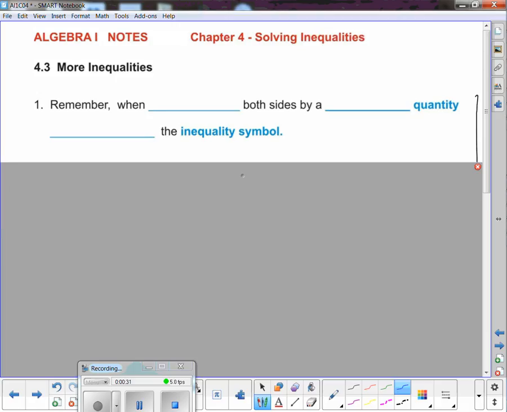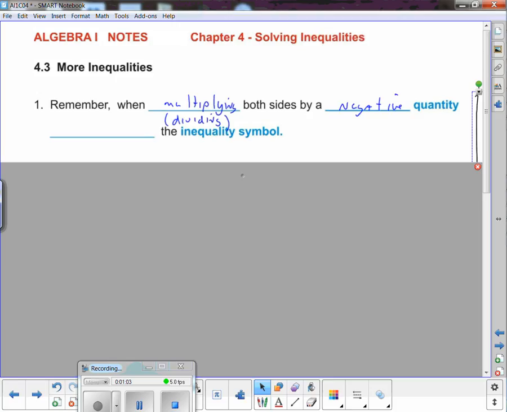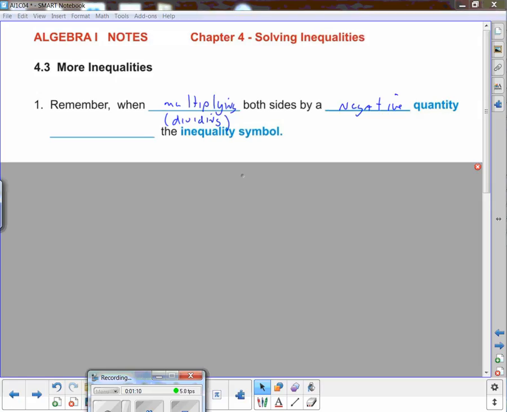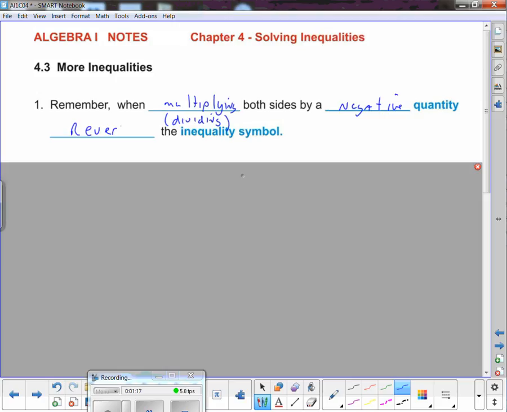All right, so number one, remember when multiplying, and again, if you want, underneath you can say dividing. Multiplying by the reciprocal and dividing are the same thing, but anyhow. Remember when multiplying both sides by a negative quantity, don't forget you have to flip. So remember to reverse or flip the inequality symbol.